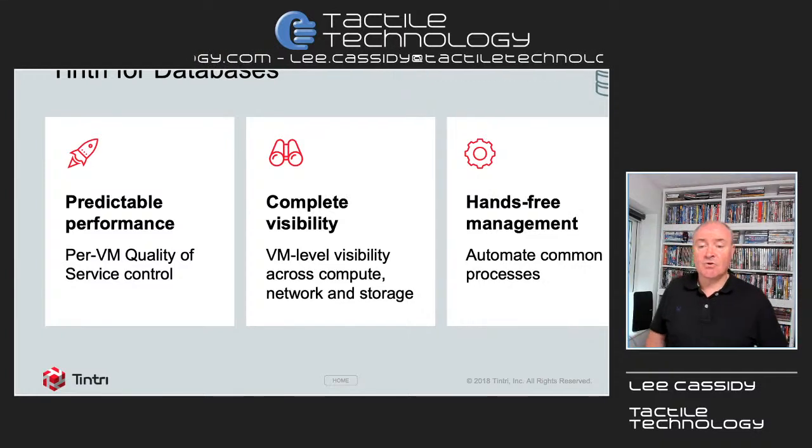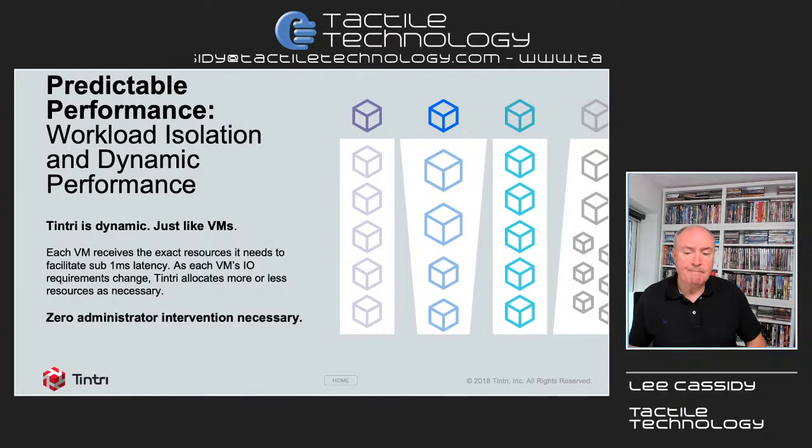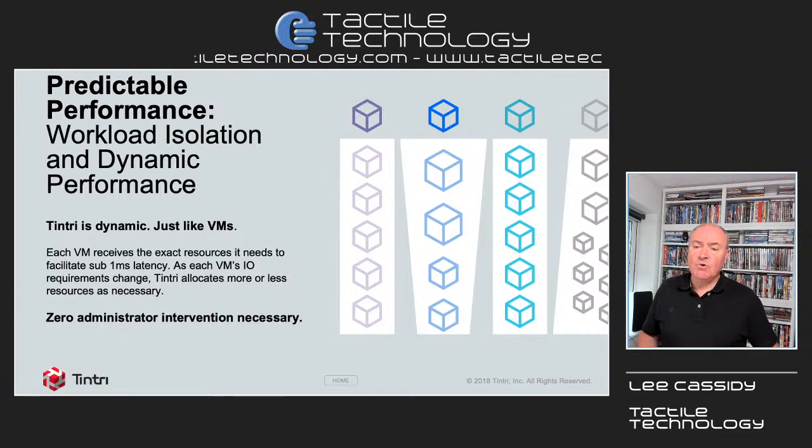But finally, trying to automate all common processes and reduce the amount of management headache within that environment is a critical thing. One of the key things that Tintri does to gain that level of performance is giving workload isolation. The idea is it will learn and understand each workload and deliver the right amount of performance, so read-write capabilities, throughput, and information at low latency for that particular workload.